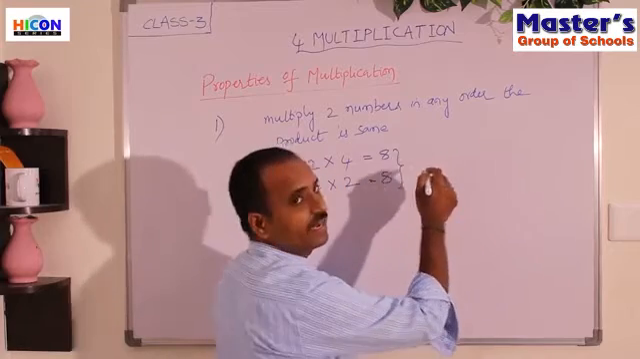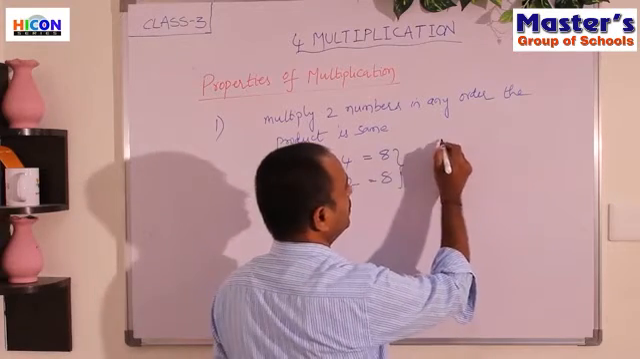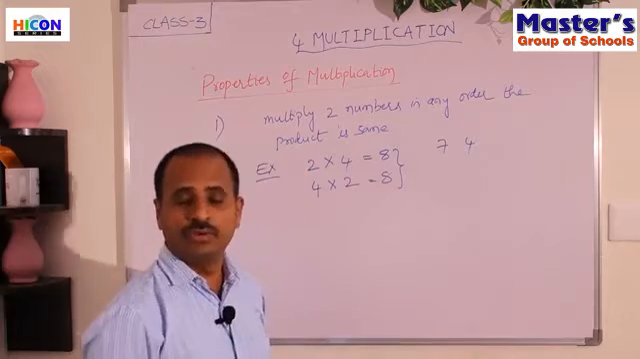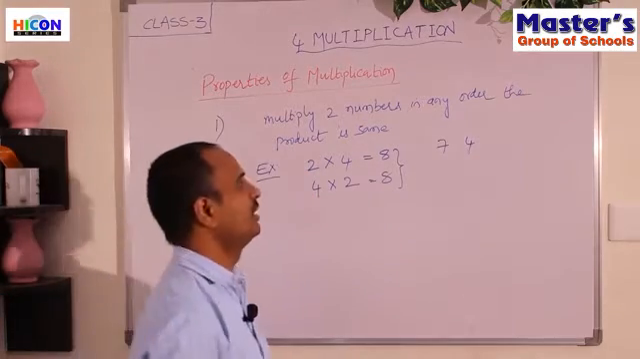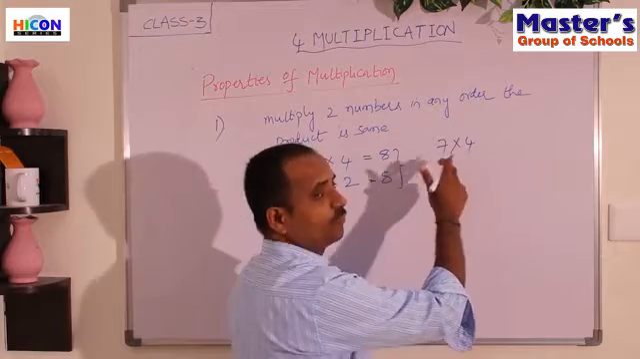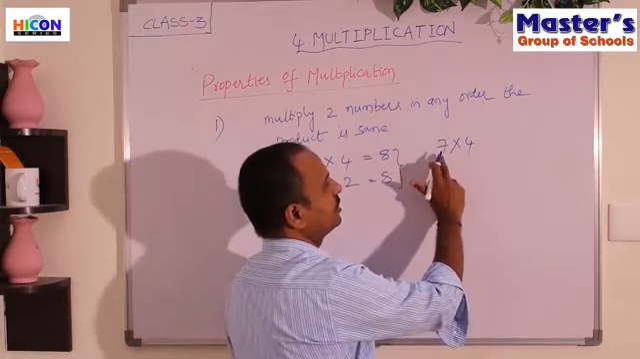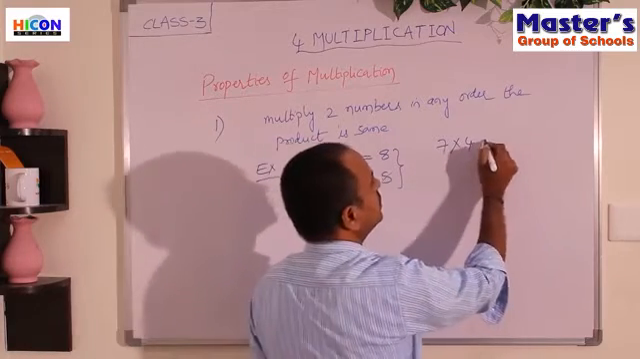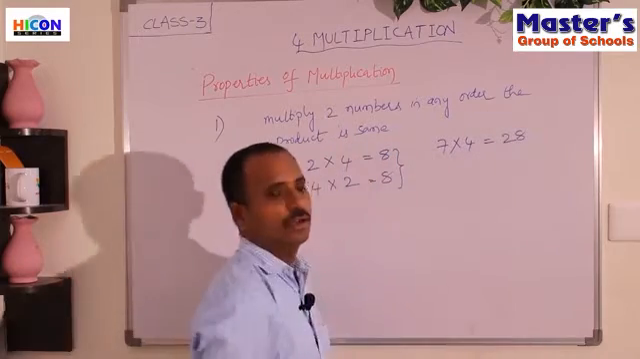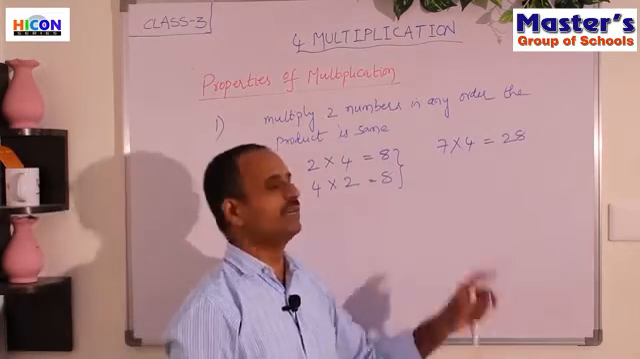So see the next second example. I will take again two numbers, 7 and 4. I will multiply these two numbers, 7 into 4. Children, how much? 7 4 jar, how much? 7 4 jar 28.